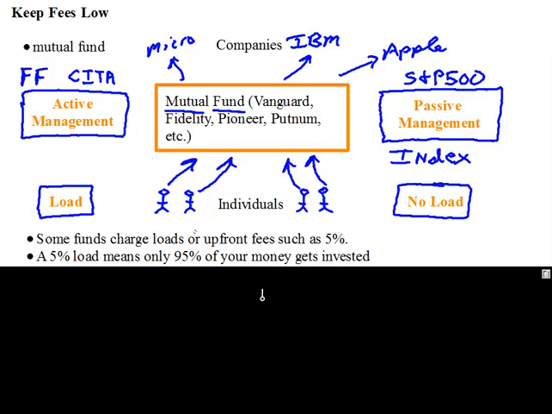So let's look at an example. Sorry about that. Let's look at an example of this. So first of all, some funds charge loads or upfront fees, which I just mentioned. They could be as high as 5%. Some are lower than that. Some are higher than that. So a 5% load, what does that actually mean in reality? That means only 95% of your money actually gets invested. Okay? So if you give them $100 to invest, only $95 actually gets invested. The other $5 would go to the salesperson as a fee or a charge for them helping you.